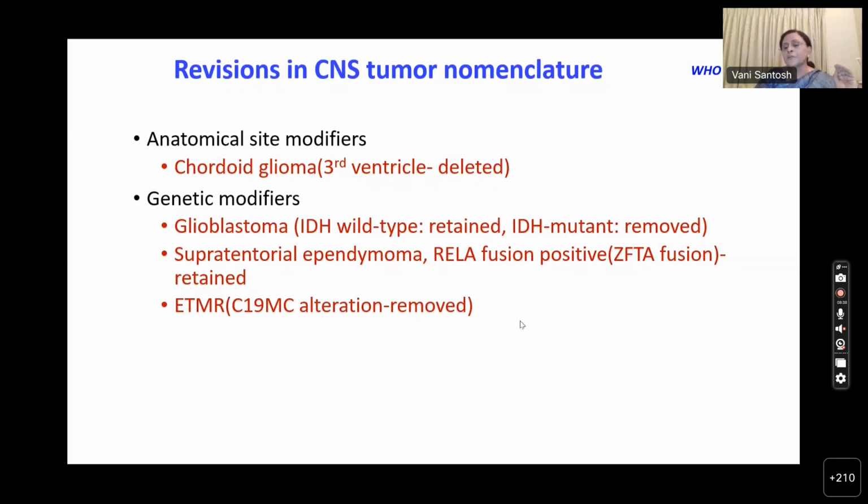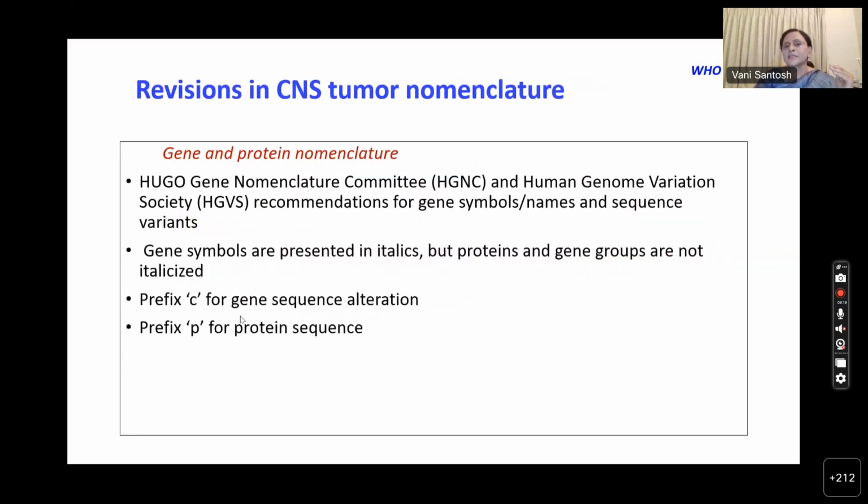Supratentorial ependymoma RELA fusion positive is retained. Now it is known as ZFTA fusion positive because there is a change in the name for the genetic alteration. And there is this embryonal tumor known as ETMR. It is embryonal tumor with multi-layered rosettes. It is characterized by a particular genetic alteration known as C19MC alteration. So in the earlier classification, this tumor was designated as ETMR C19MC altered. But now the C19MC alteration is removed because now we know that ETMRs can have other mutations also, like DICER1 alterations. Other mutations are known in ETMR. So we call it just ETMR. So there are these revisions in the CNS tumor nomenclature.